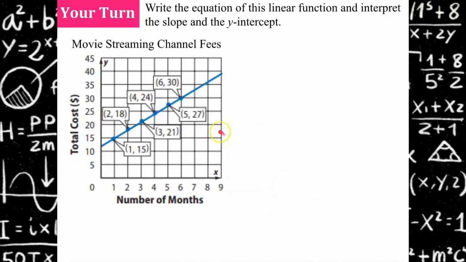Okay, your turn. You've been given 6 ordered pairs on this line. I want you to use those ordered pairs to write the equation of this function. So you need to find the slope and the y-intercept. Hint, hint, you cannot see what the y-intercept is. You have to use the method I used in the previous slide, and then interpret your slope and y-intercept. So please pause and come back and hit play when you're ready to check your work.